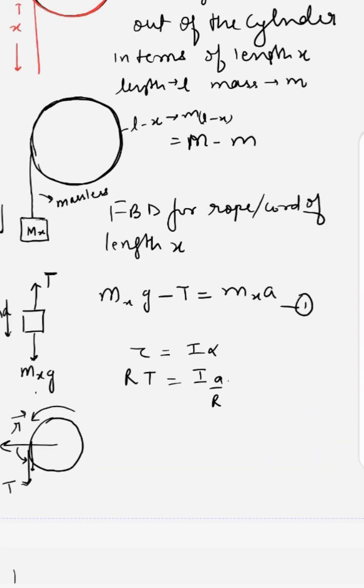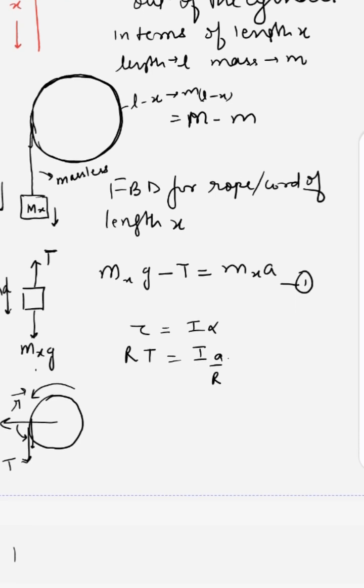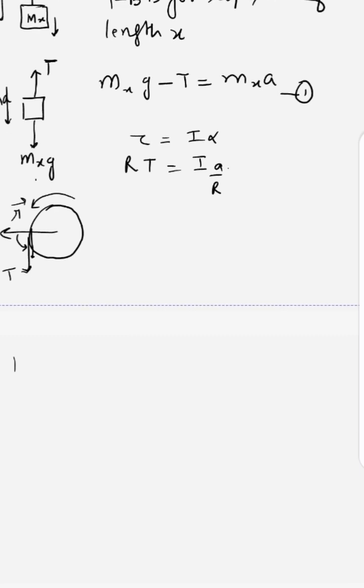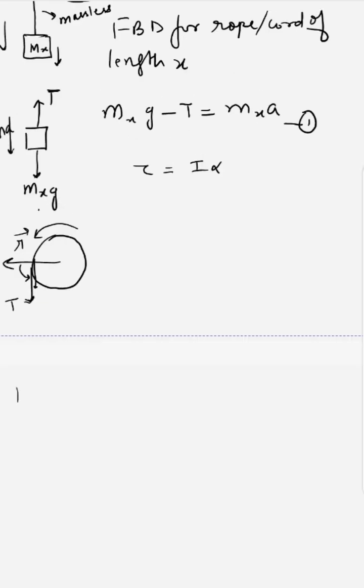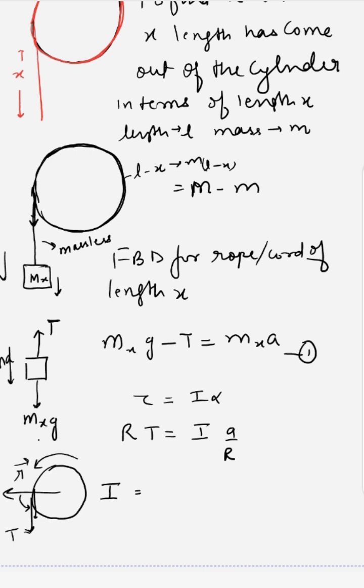What I'm trying to say is this box is coming down and this part is also coming down with the same acceleration. They cannot have different accelerations, otherwise it will not move together. That's basic common sense, you can remember this. So torque equals I alpha. So we can write RT equals I a by R. But remember that this I is a mix of the rope still wrapped around the cylinder and the cylinder itself.